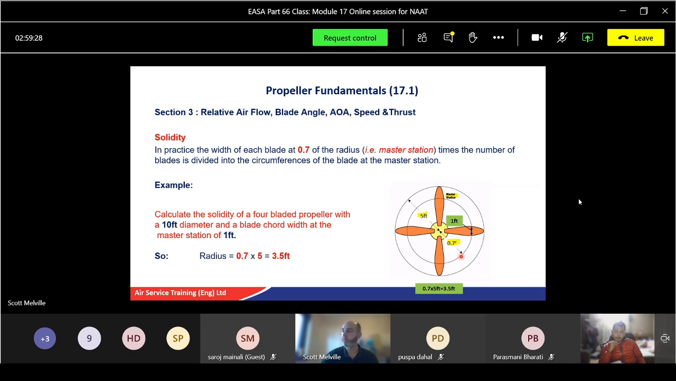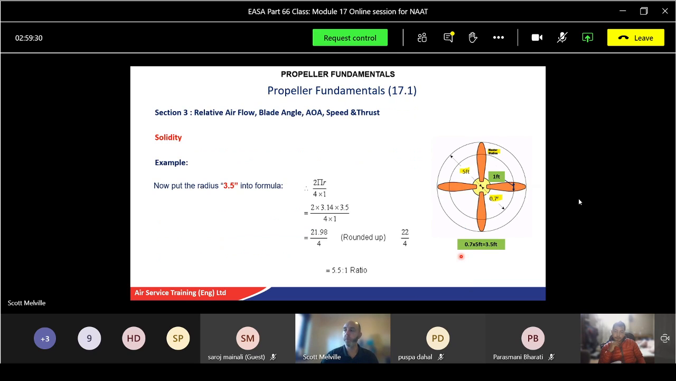Okay, put it back in the formula. Well, we worked out the radius. So simply 2 pi r, 4 times the master station. So it's 4 blades multiplied by the distance of the master station, which is 1 foot. And then just round it up for easiness. Okay, and that's all we're doing. It's the ratio of how solid that disc is. Okay, the more blades, the bigger the number. That would make it almost close.